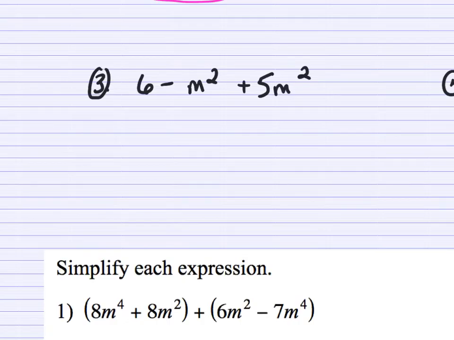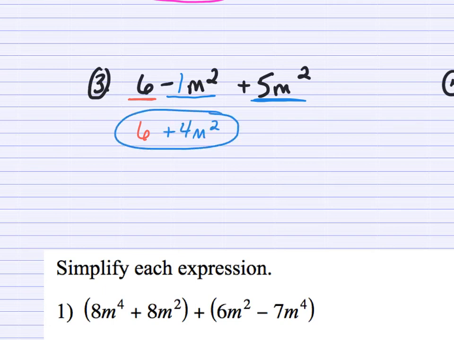Number 3, again, we're trying to combine like terms, and the 6 is all by himself, so there is no variable, so I'm looking for anything else that doesn't have variables, and he's the only one, so I'm going to bring him straight down. The negative 1m squared, or negative m squared, combines to this m squared over here, and negative 1m squared and positive 5 combines to give me a positive 4m squared. And this is my answer when I combine my like terms.